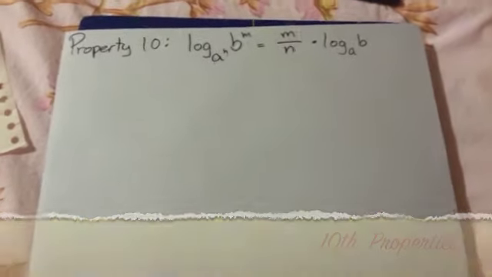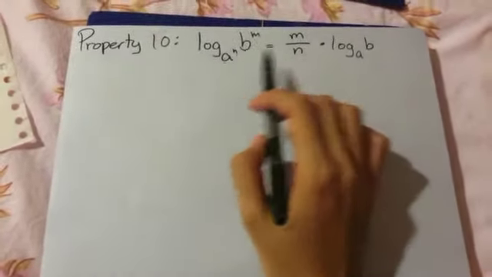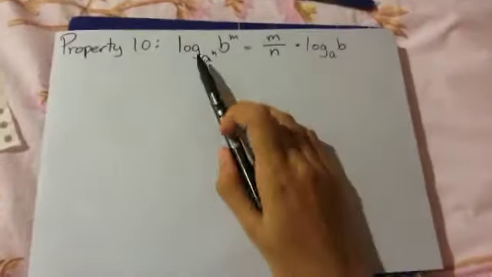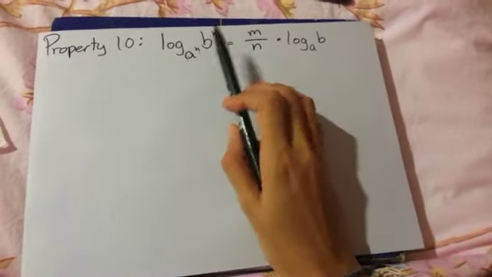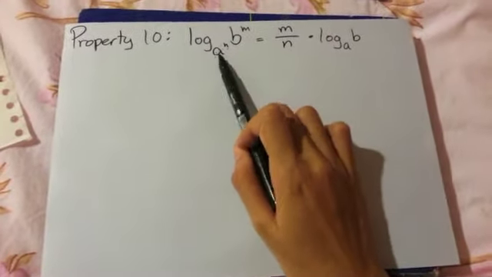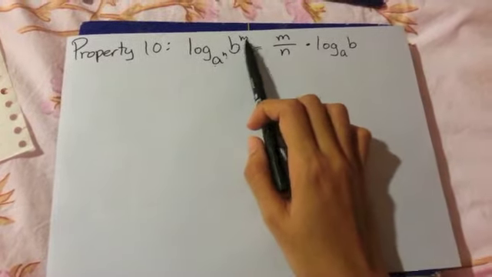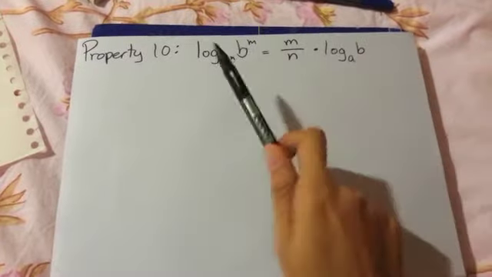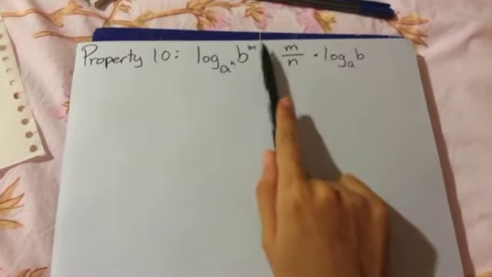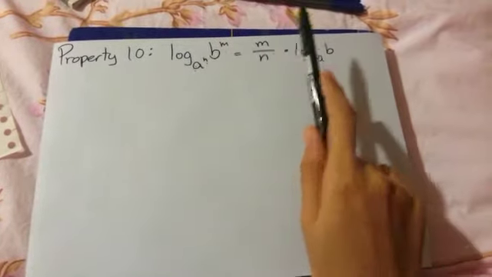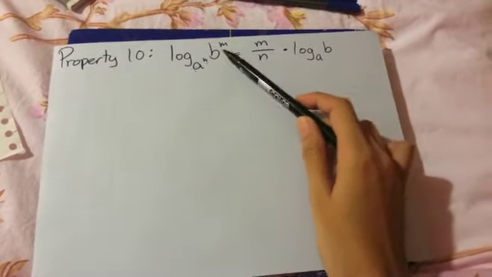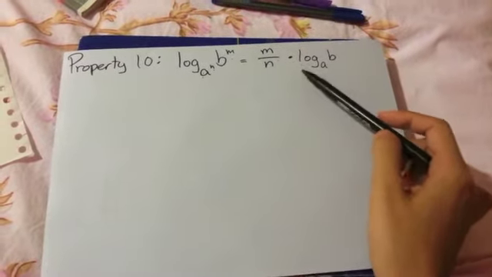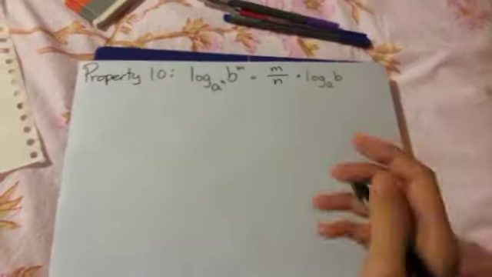Next is property 10, and this is the style of the question. Log b to the base of a, and as you can see, b is to the power of m and a is to the power of n. So from this, it's gonna be m divided by n, m from there and n from there, times log b in the base a. Now let's give an example.